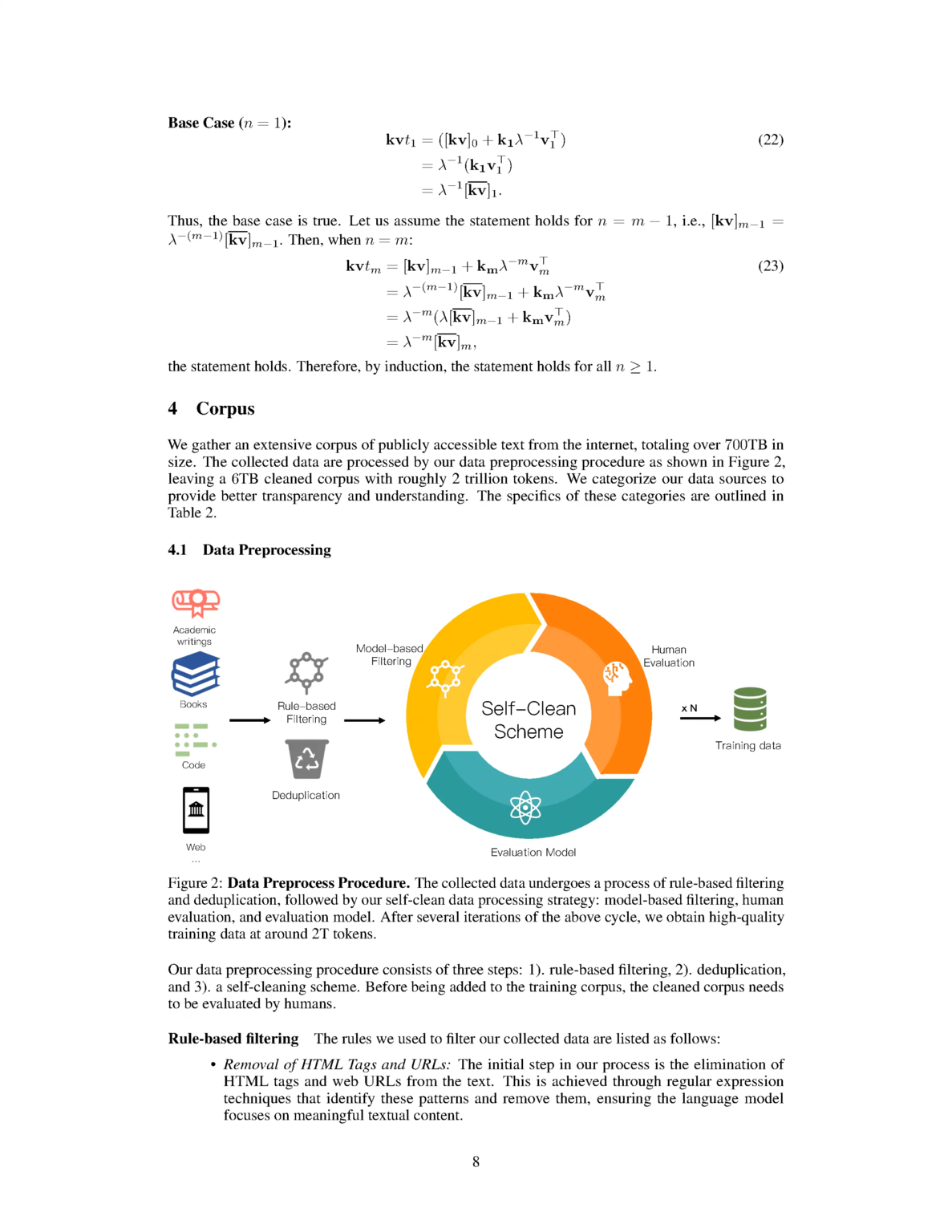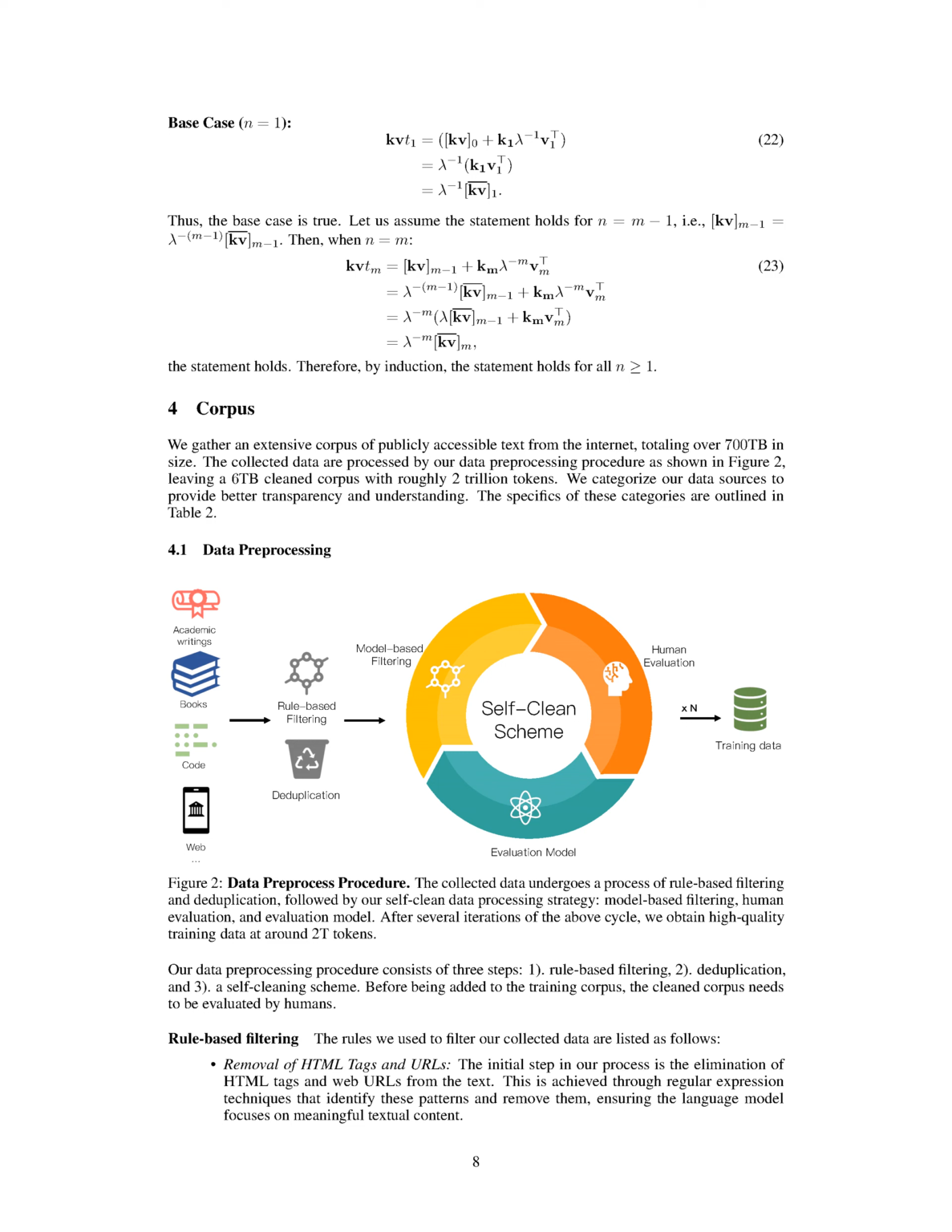Section 4 Corpus. We've compiled a vast collection of publicly available text from the internet, which amounts to over 700 terabytes. After processing this data using our specific method, as illustrated in the figure, we're left with a cleaned-up collection of about 6 terabytes, containing approximately 2 trillion tokens. We've organized our data sources into categories to make them more transparent and easier to understand. The details of these categories are provided in the table.